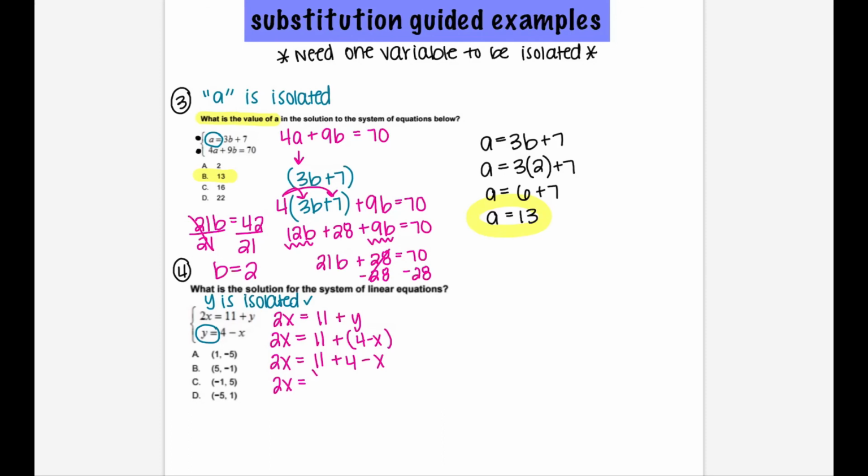And we simplify. If we can combine like terms over here, we want to do that. So 11 plus 4 is 15 minus x. Now we want all our x's to be on the same side. So we can add an x on both sides here. All right, so that eliminates, and we have 2x plus x is 3x equals 15, and divide by 3. So we get that x is equal to 5.